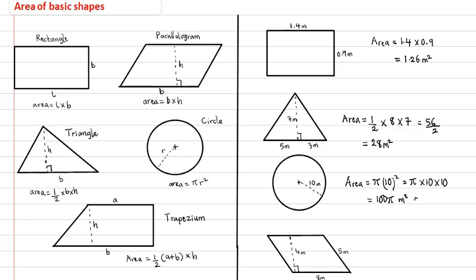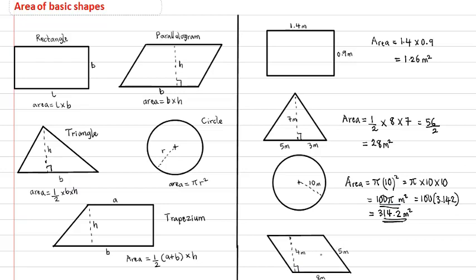Or you can say this pi is the same thing as 3.14. Okay, 3.142. So if we multiply both of them together, we are going to arrive at 314.2 meter square. So you can leave your answer like this or like this. So pi in decimal is 3.142, or pi in fraction is 22/7.